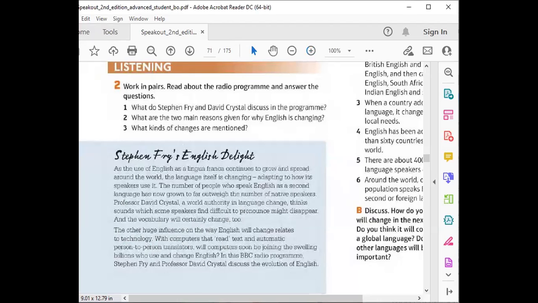The other huge influence on the way English will change relates to technology, with computers that read text and automatic person-to-person translators. Will computers soon be joining the swelling volumes who use and change English? In this BBC radio program, Stephen Fry and Professor David Crystal discuss the evolution of English.